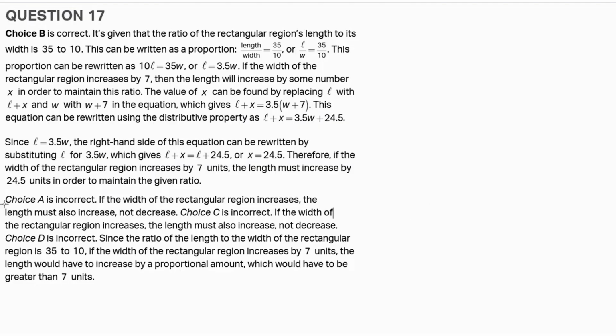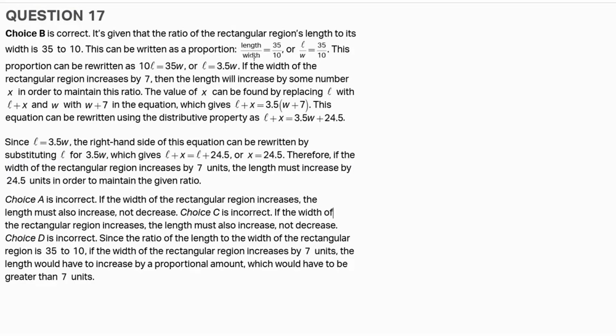It also explains here why the other choices are incorrect, but kind of like what I pointed out earlier, which is that if the width increases, the length is going to increase. So that automatically got rid of choices A and C. And then also, since we already knew that the length and the width are different sizes, then proportionally they're going to increase by different sizes.